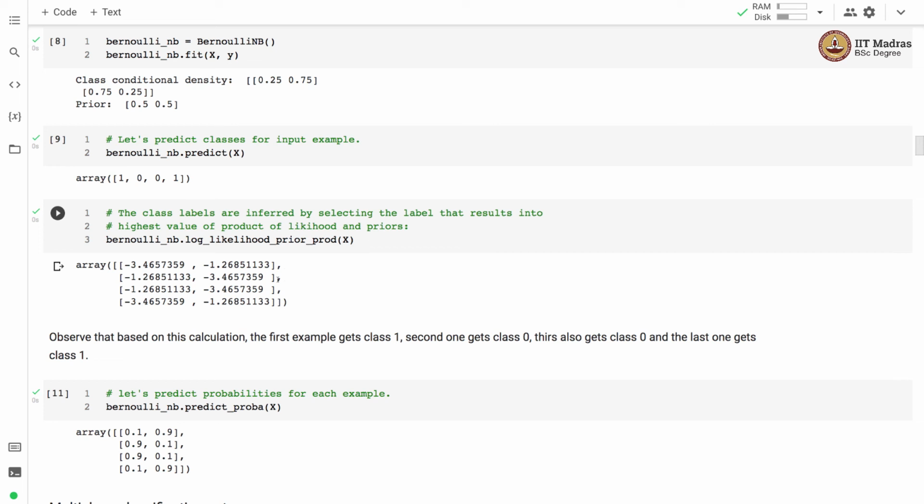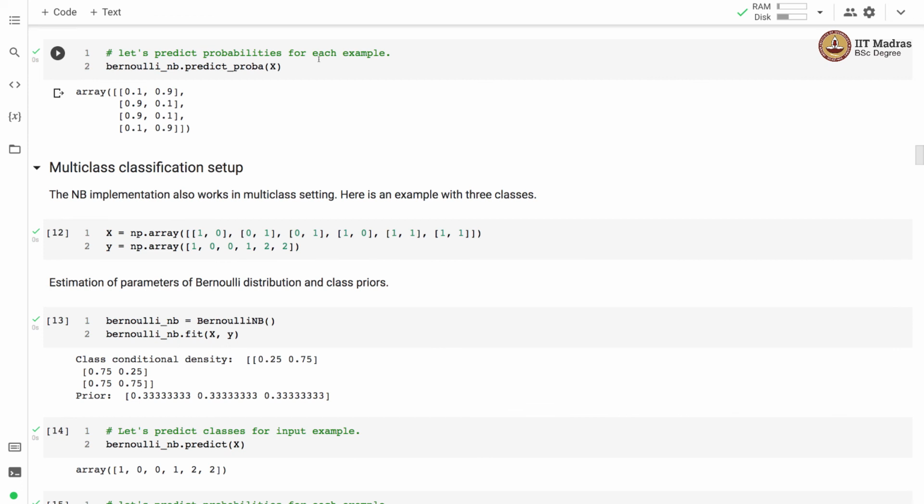For the second example, we get the highest value of the product of likelihood and prior for class 0, hence we assign the class 0. For the third example, again the same thing is observed, we assign it to class 0, and for the final example, the highest value of the product is for class label 1, and hence we assign the class label 1 to the last example.